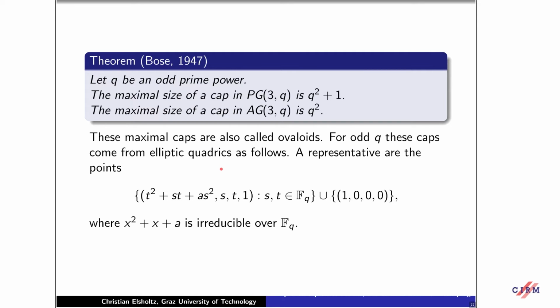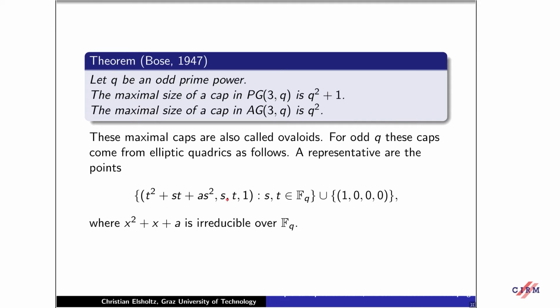Anyway, if you look into the history now, let's look at the 3-dimensional case. Here q is an odd prime power, so that there exists a finite field. It's known that the maximal size of a cap in dimension 3 contains q squared plus 1 points. And the affine case is almost the same, just remove 1 point. And the construction is relatively easy.